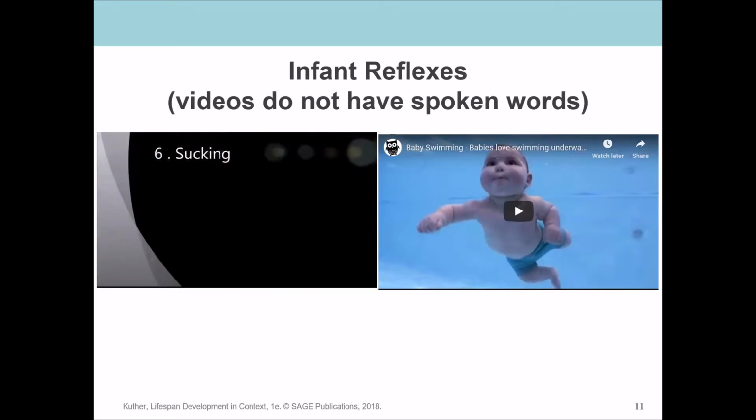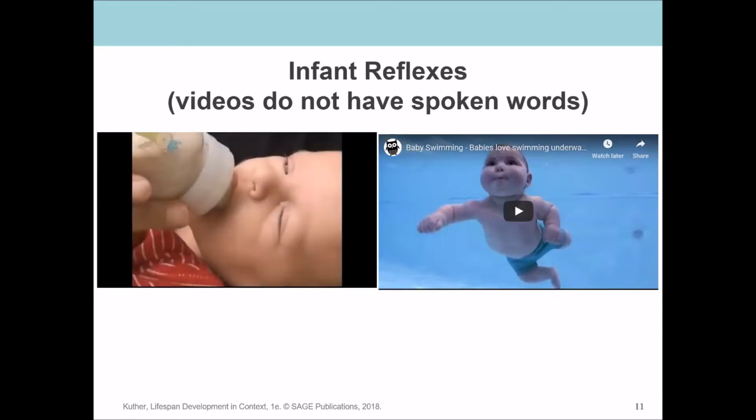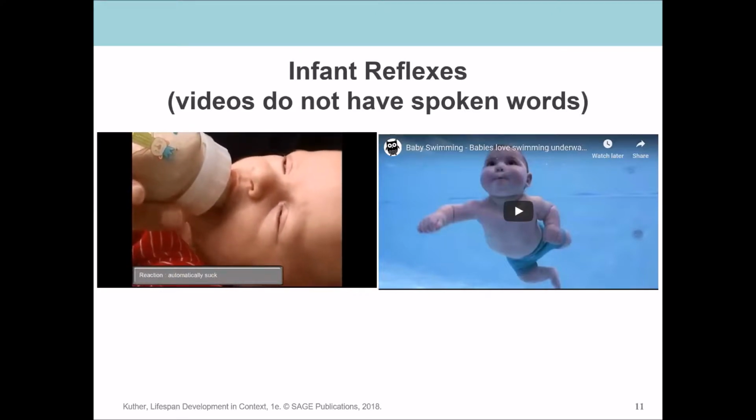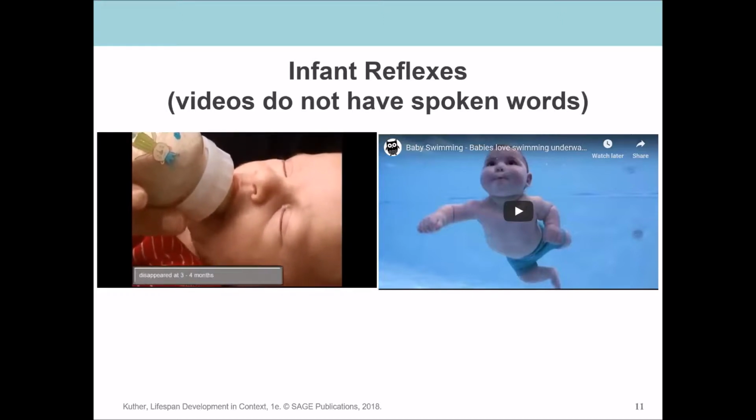6 is sucking. The stimulus, objects touching the mouth, and the reaction is to automatically suck. This disappears at 3 to 4 months.